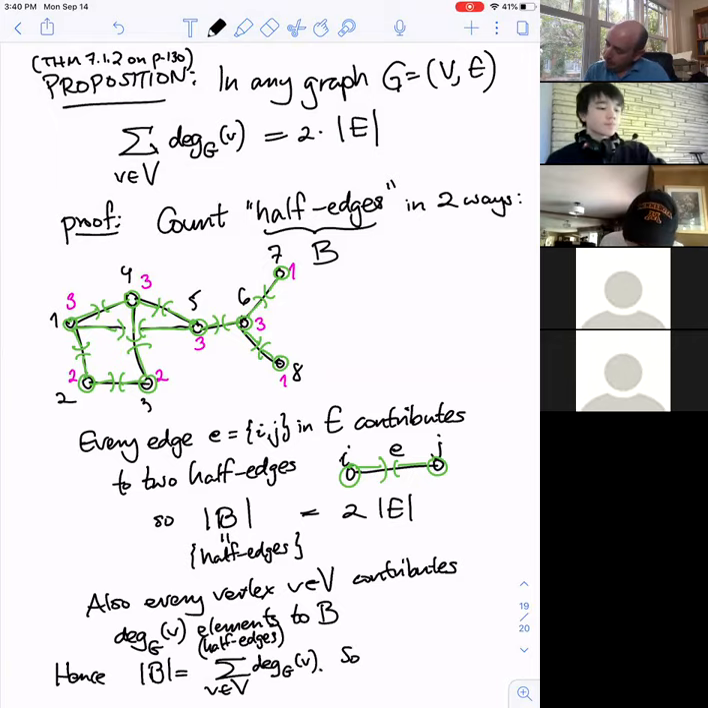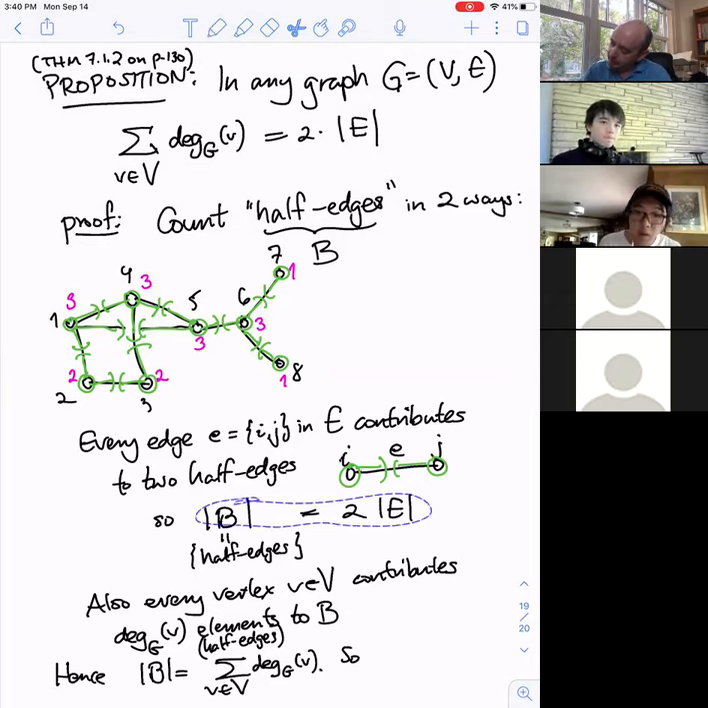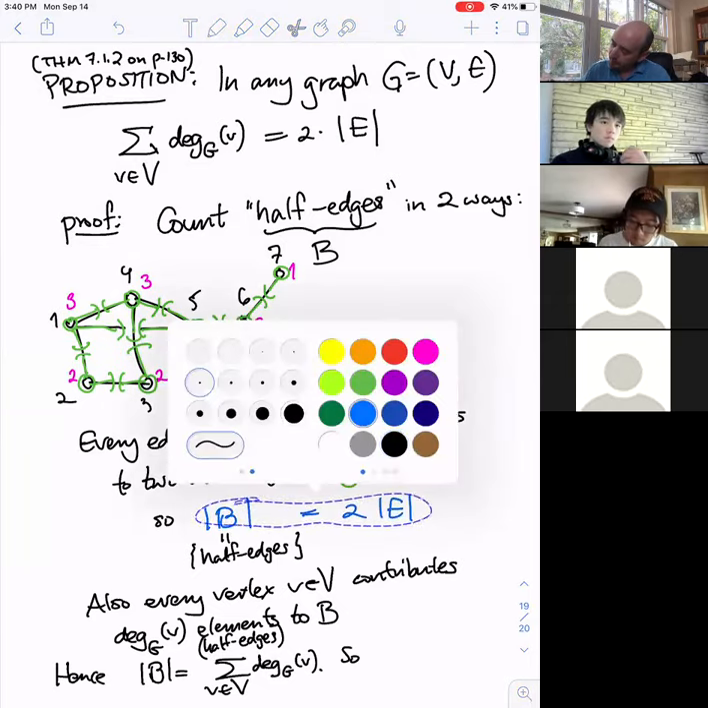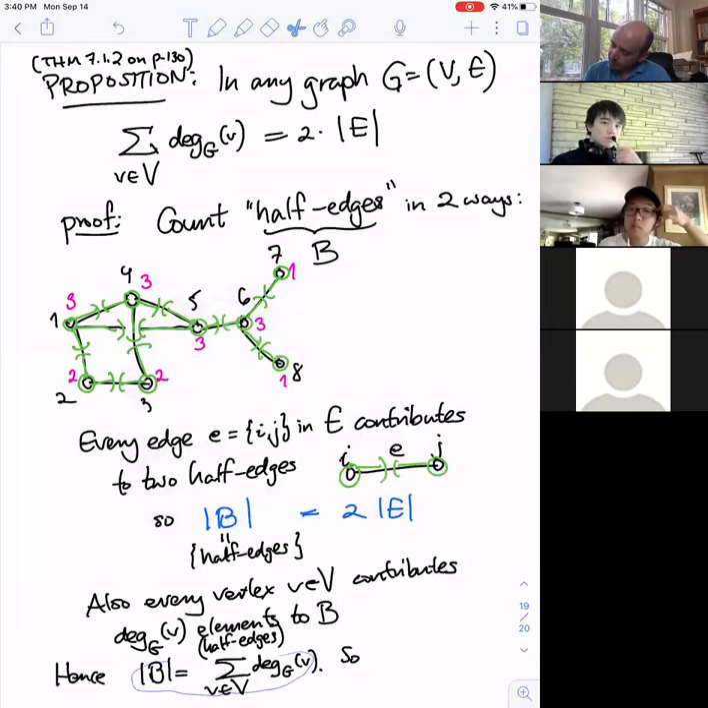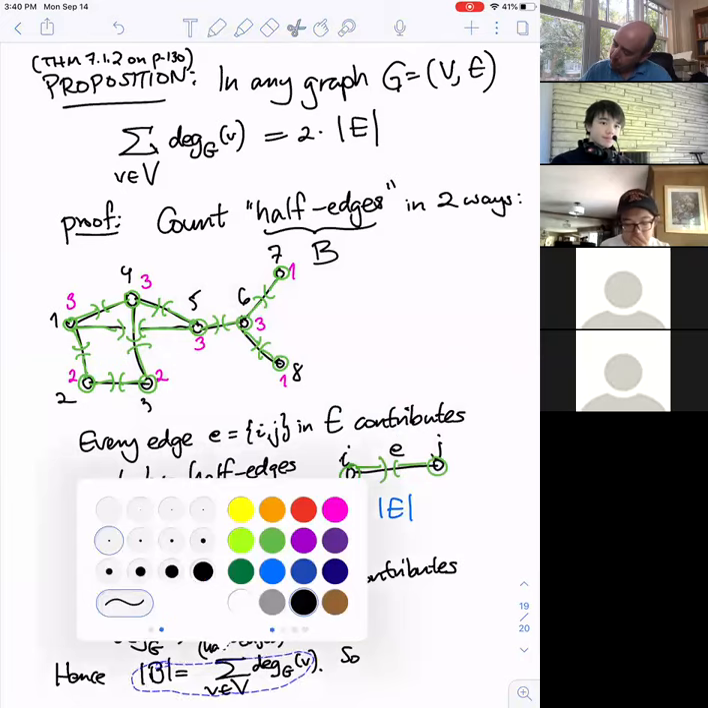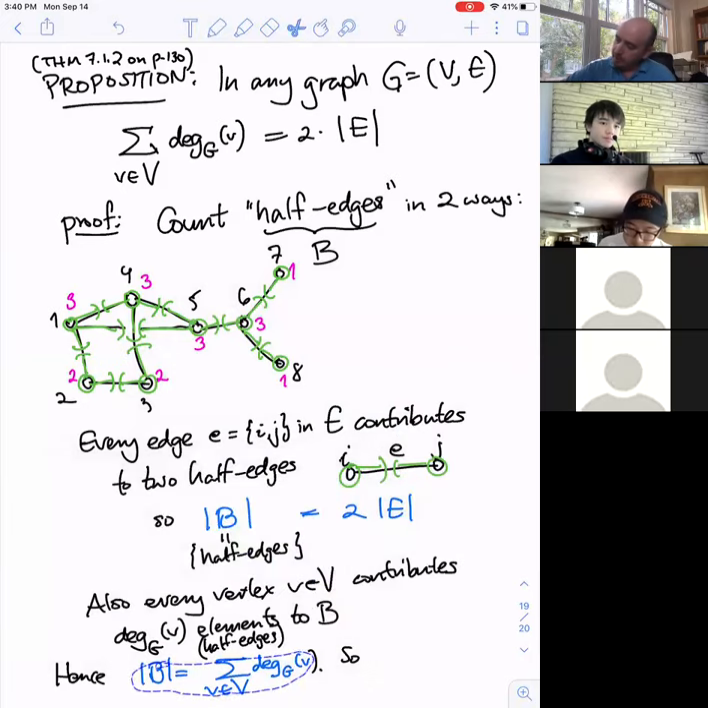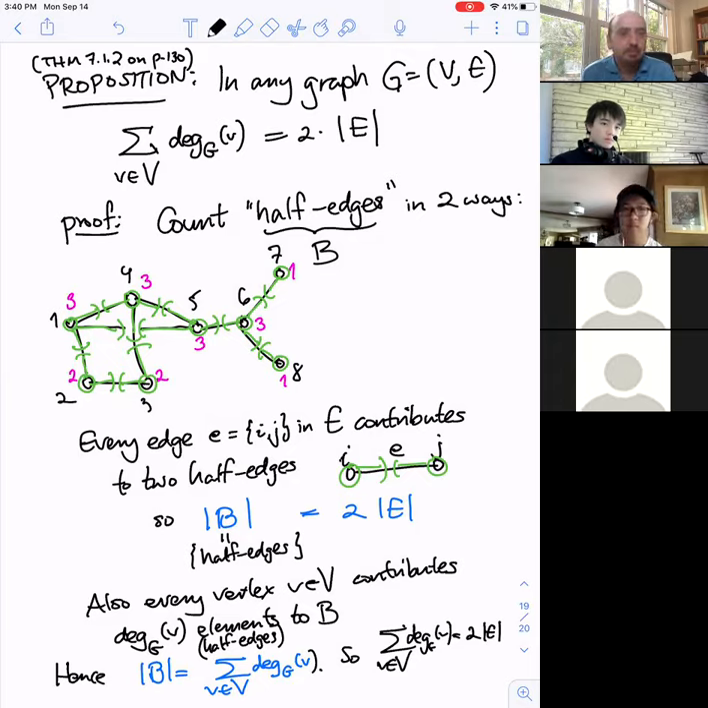So what did we conclude? The cardinality of B is equal to 2 different things, right? Cardinality of B is equal to 2 times E. Cardinality of B is equal to the sum over the vertices of the degree of the vertex. And so the sum over the vertices of the degree of the vertex is 2 times the cardinality of E. They're both equal to the cardinality of B, the number of half edges. Everybody okay?